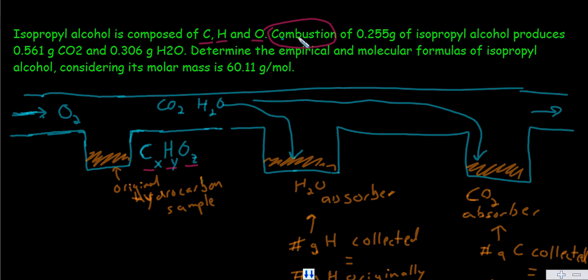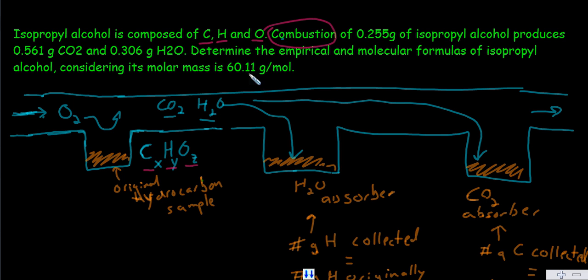It is combusted in this instrument. That is, it reacts with oxygen at a very high temperature. So the original sample has oxygen float over it, and therefore we're going to presume that it reacts 100% at this very high temperature. And this 100% combustion results in the formation of carbon dioxide and water. In fact, we presume that all of the carbon turned into carbon dioxide and all of the hydrogen turned into water.